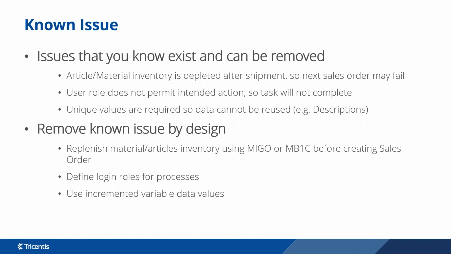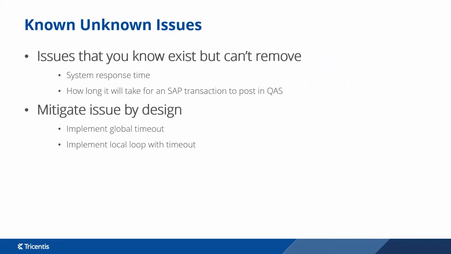So you just need to be a little bit more imaginative about it. Then there's issues that you know exist, but you can't really remove. These are things like the system response time. Test systems are not usually production systems, so what it means is that they perform more slowly, and sometimes that will cause the automation tool to time out. So you can alter the global timeout.